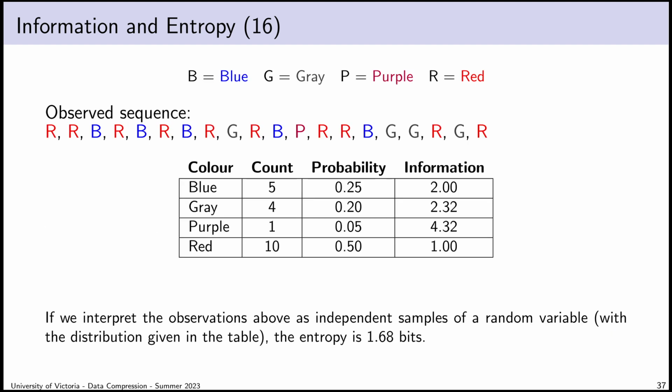So if we interpret the sequence of observations we have made in this example from earlier as independent samples of a random variable with this distribution in all cases, then the total entropy is 1.68 bits, which means on average, one observation, well, I shouldn't circle that one. If I make a new observation, I know nothing about it, I should expect that this observation that I make will contain 1.68 bits of information. That's the expected number of bits. It might contain more, it might contain less, but the expected number is the entropy, 1.68 bits.